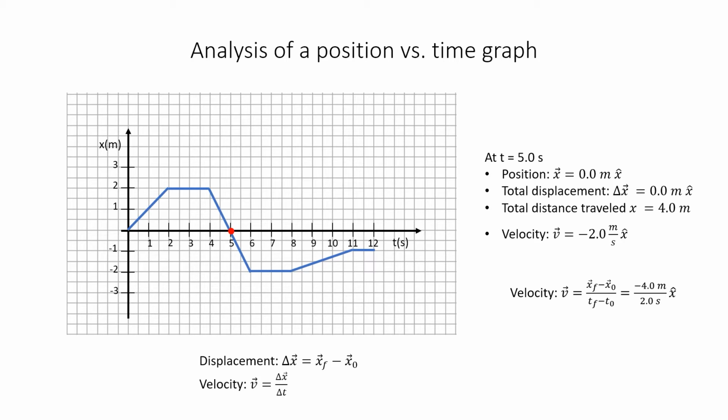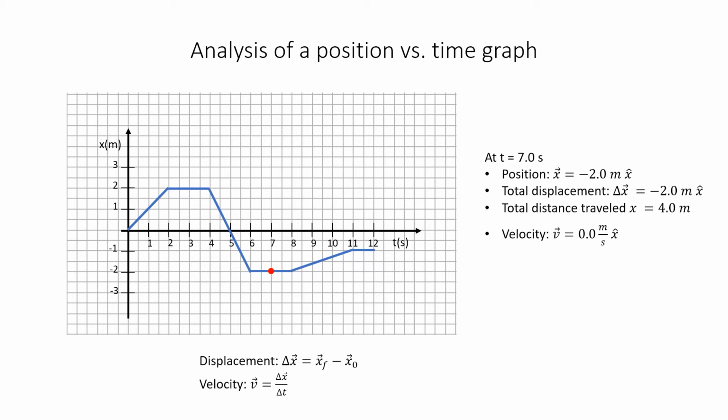The velocity, if we take the slope of the line at that point, we find that it's x final minus x0 over t final minus t0, which is minus 4 over 2, giving a slope of negative 2 meters per second. So our velocity is negative 2 meters per second, and our speed is just 2 meters per second.